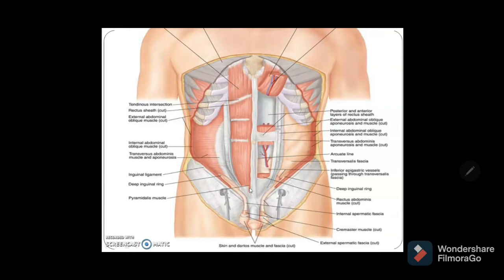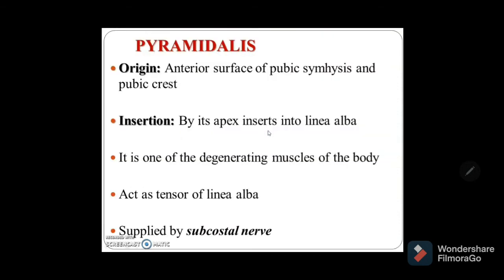So it presents 3 tendinous intersections, which give the segmental contraction and power to the muscle, and also give this pack appearance, 6 pack, 8 packs of the abdomen. So packs of the abdominal wall are due to these tendinous intersections of the rectus abdominis. It is covered by the rectus sheath.